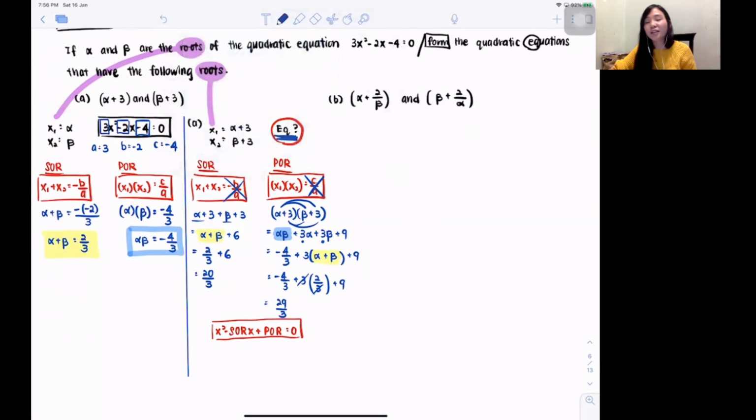So what should I do now? All I need to do now is just sub whatever I have. So x squared, my SOR based on whatever I found on top is 20 over 3. The POR that I already found is 29 over 3. Equals to 0, correct? Again, same like the first question. Can you see I just keep repeating the same thing? I hope you guys understand it so much better. I don't like the denominator, I don't want fractions, so everything times 3. X squared times 3, 3x squared. 20 over 3 times 3, 20. 29 over 3 times 3, 29. 0 times 3, 0. The answer comes back. So guys, let's continue with B.